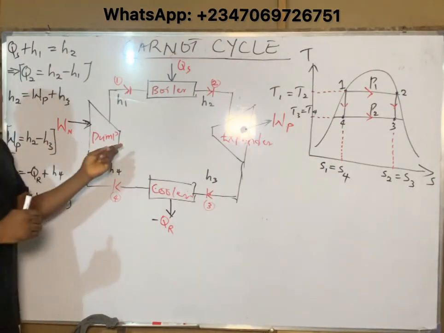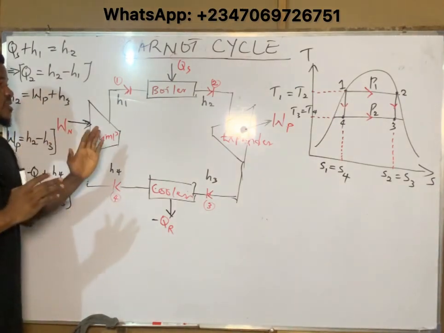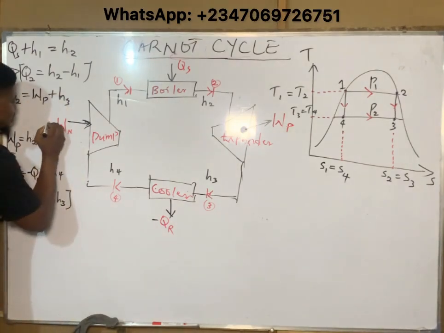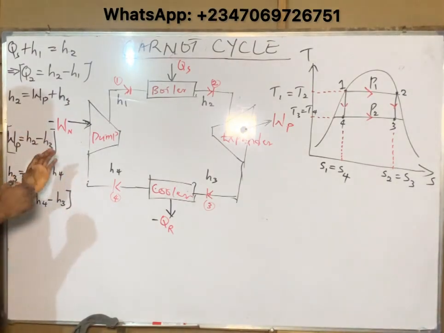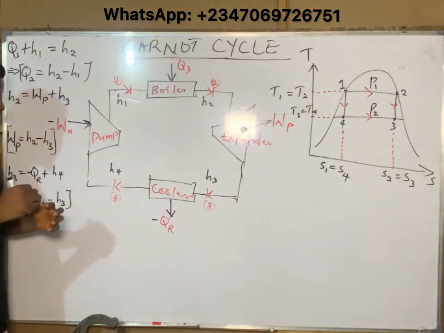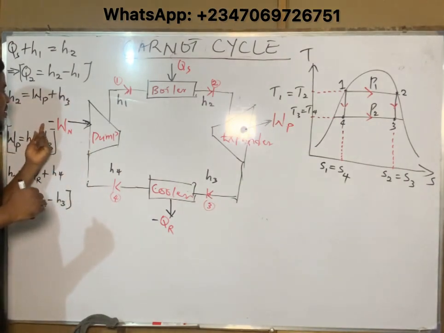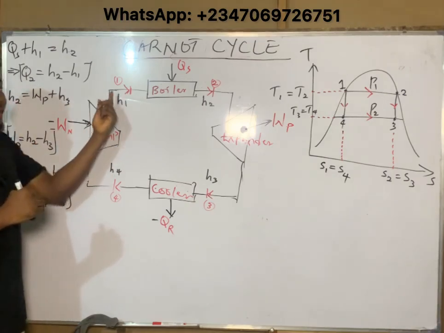Pump adds work to the system. So it is also important for you to know that when work is added to the system, that work is negative. So the pump does a negative work. So we simply append a negative sign there. The same principle still holds. Sum of everything entering equals what is leaving. I have H4 entering into the pump, I have negative pump work entering into the pump, and then I have H1 leaving the pump.